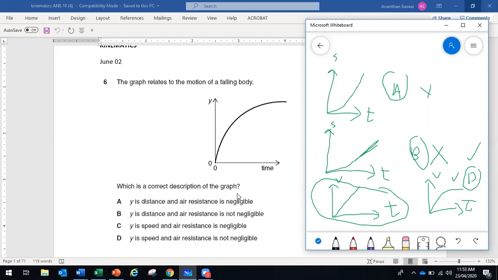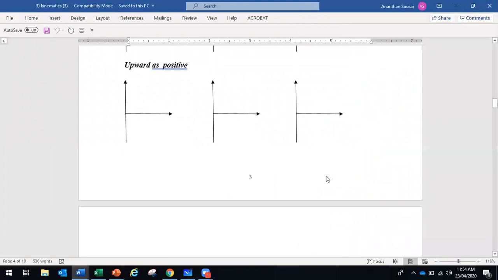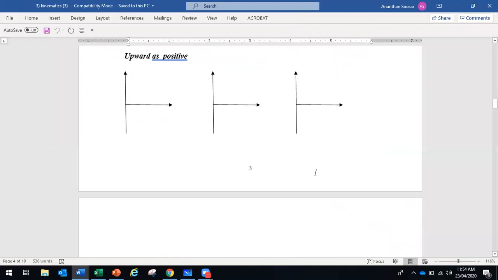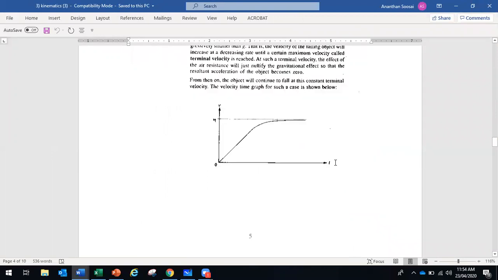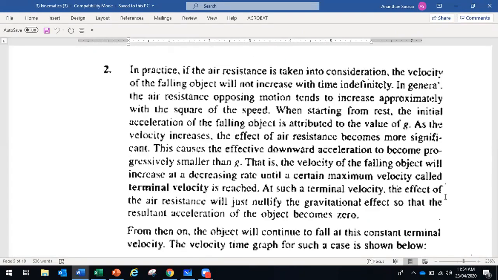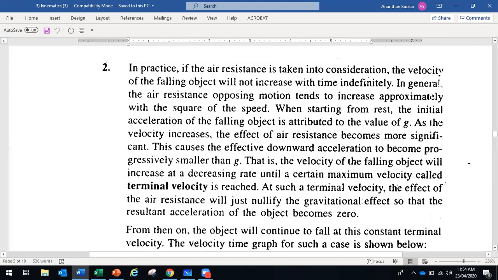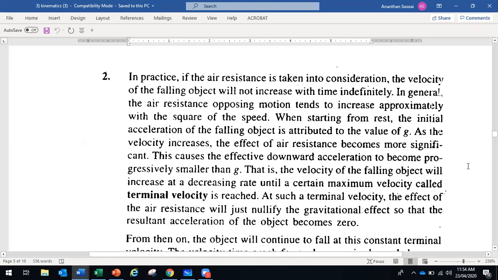Any questions so far? Today's lesson is still about graphs, but free form. You have two versions you have to remember: with air resistance and without air resistance. With air resistance, you should be able to explain why the air resistance causes this. You have the description here in the notes explaining the air resistance effect. You read here, you can understand.